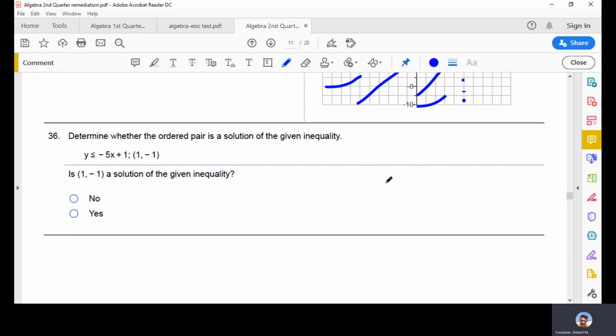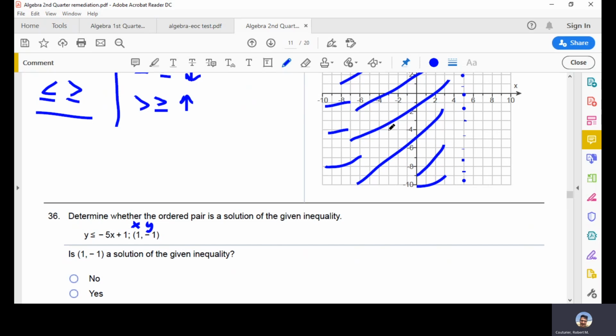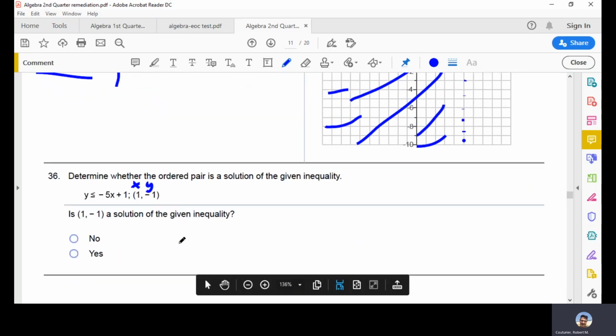Here we go. Determine whether the ordered pair is a solution to the inequality. Okay, so an ordered pair is an x and a y. And they want to know, would this be on this side of the line, in the shaded region? If it is, it will make the inequality true.